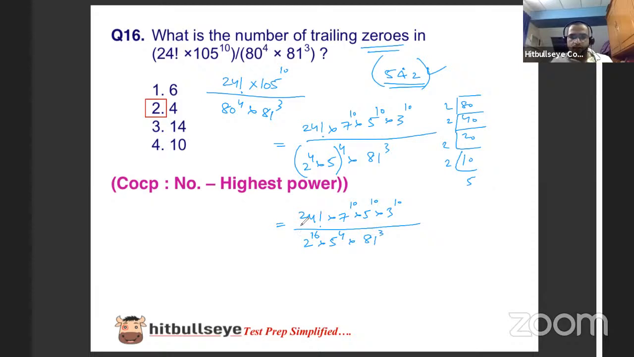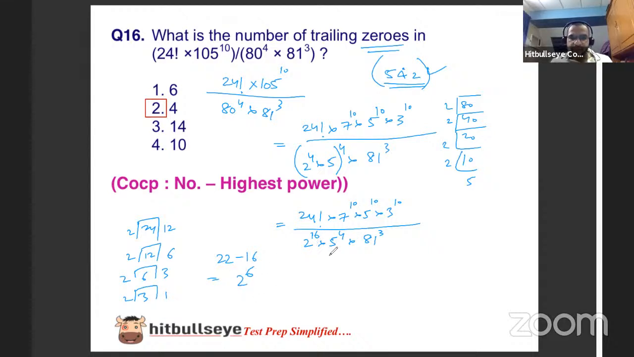Right now let's see how many 2s are there in this. So how many 2s do we have? 24, 12, 6, 3, 1. We sum it up. How much is it coming? 12 plus 6 plus 3 plus 1 is 22, and the denominator has 2 raised to the power 16, so 22 minus 16 comes out to be 2 raised to the power 6, right? So we have the value for the power of 2.